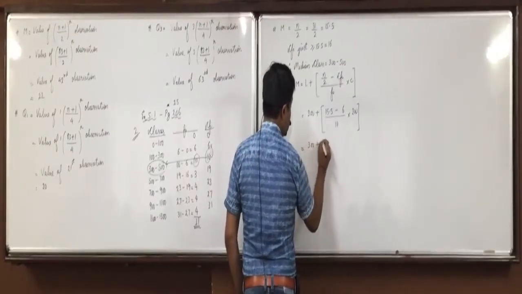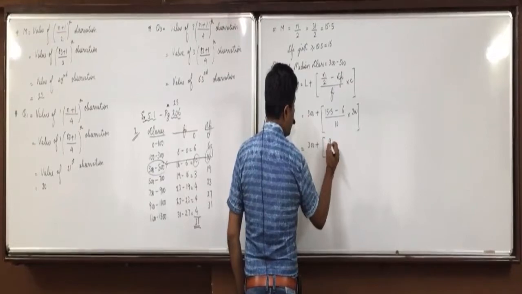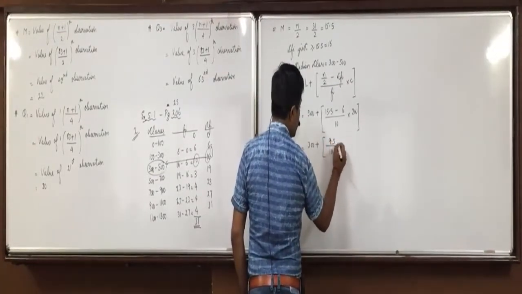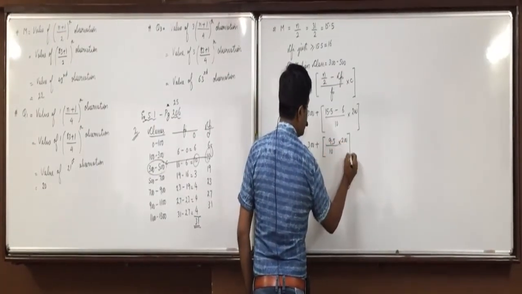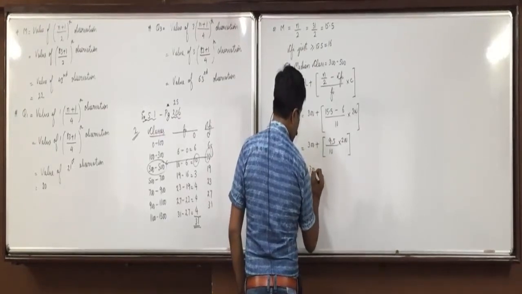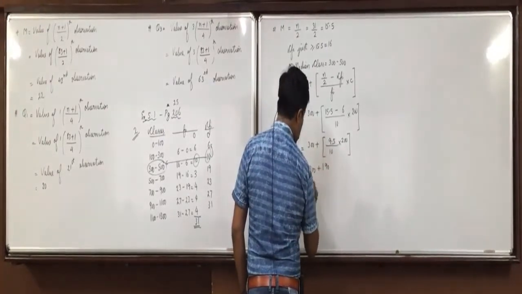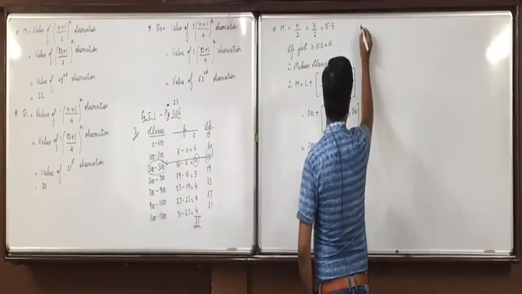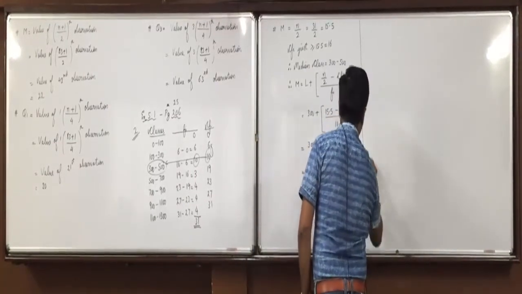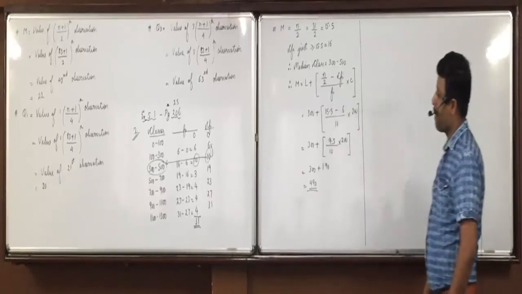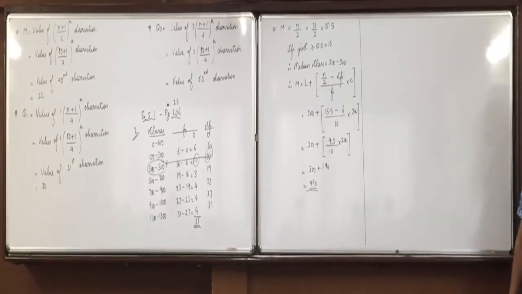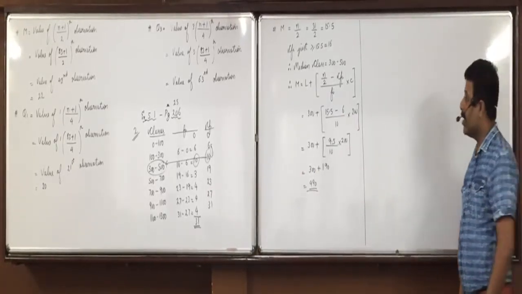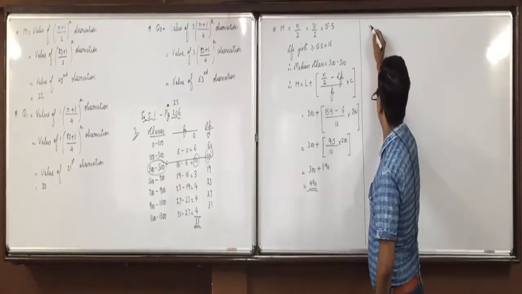So 300 plus 9.5 upon 10 into 200, 190. 300 plus 190, 490. Did you all understand this? Any doubts until here?